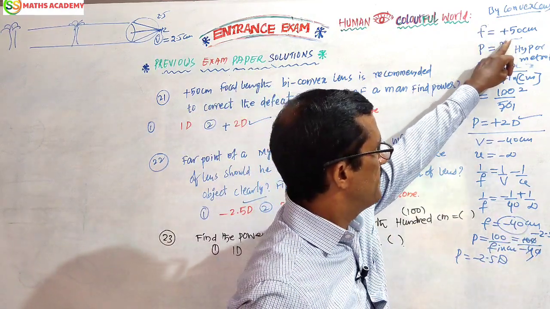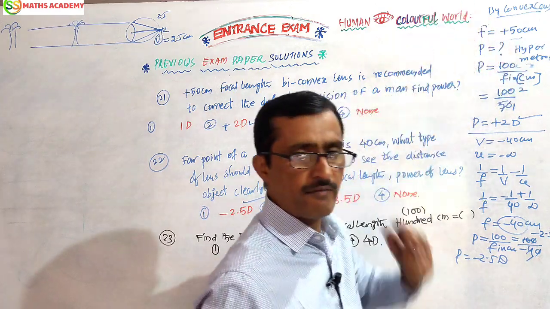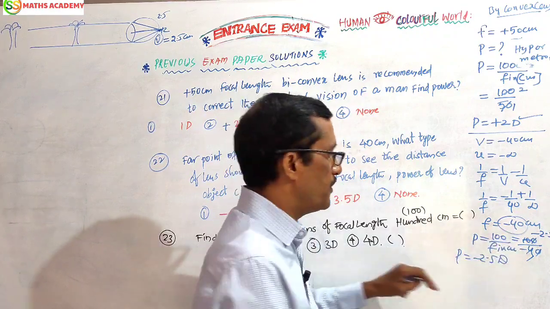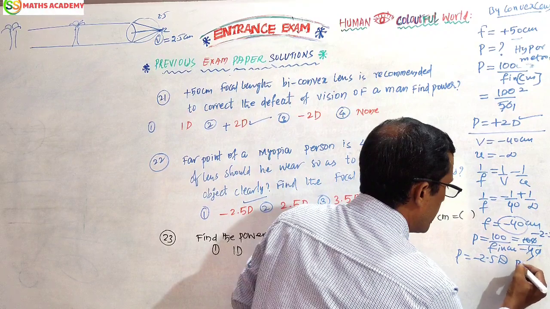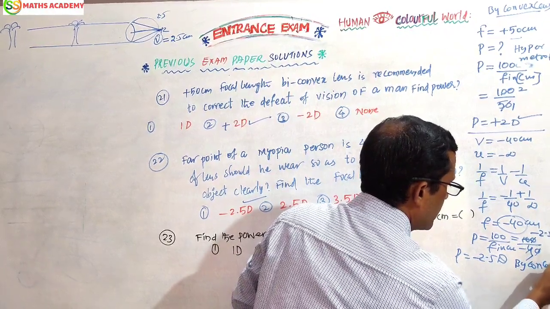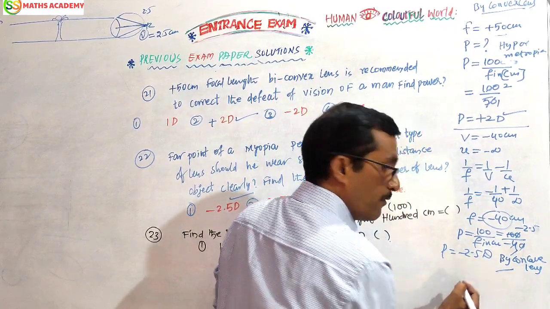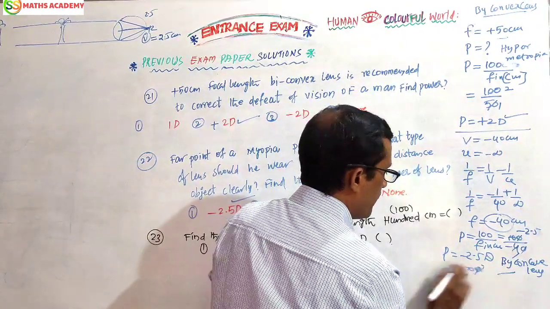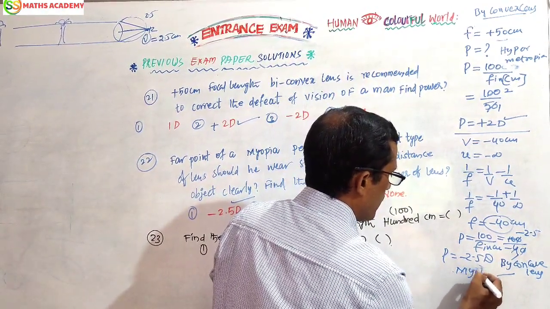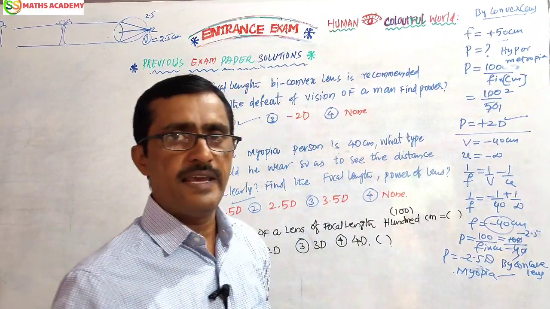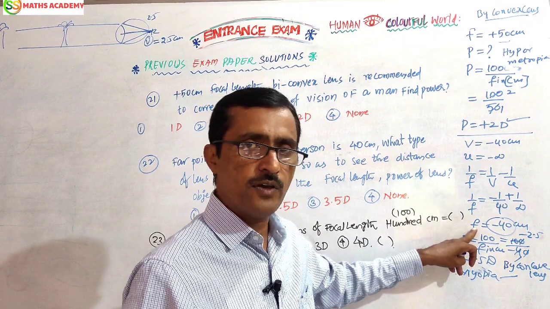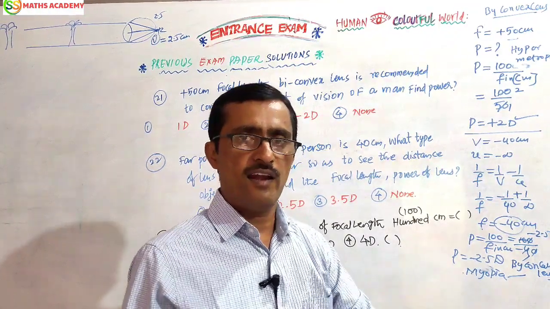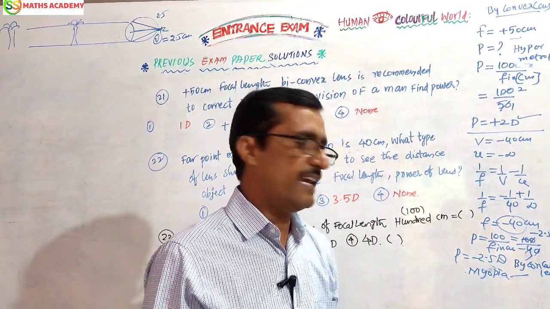If f is positive, that is called hypermetropia, and we have to use a biconvex lens. But here you see f came out negative. If the focal length is negative, then we compulsorily have to use a biconcave lens, and the defect is myopia. Therefore, based on the sign of the focal length, we can justify whether it is myopia or hypermetropia and what kind of lens we have to use for the correction of eye vision.